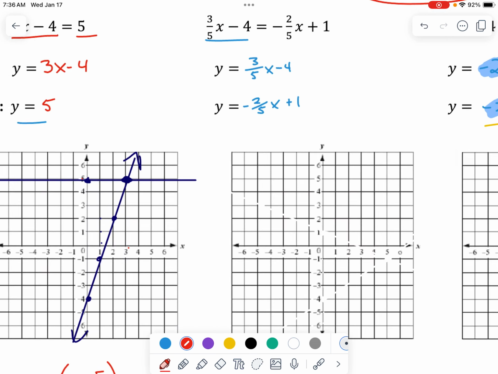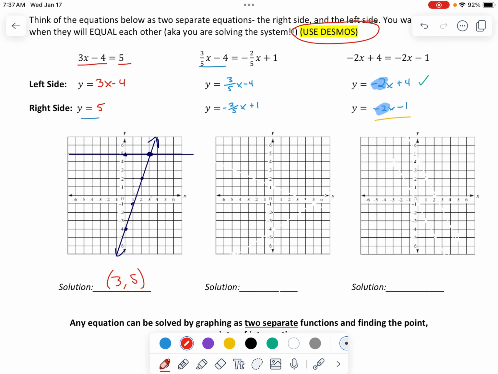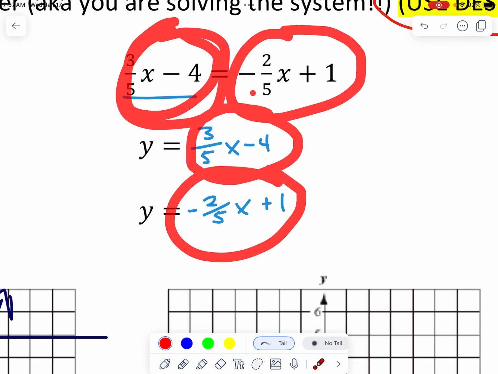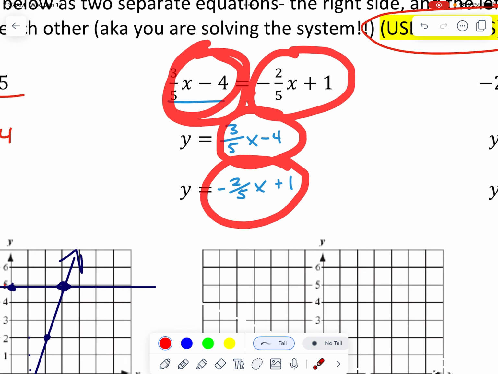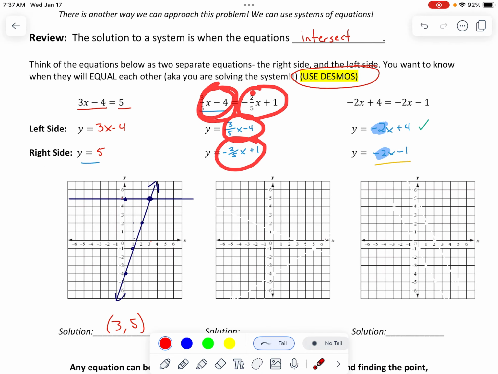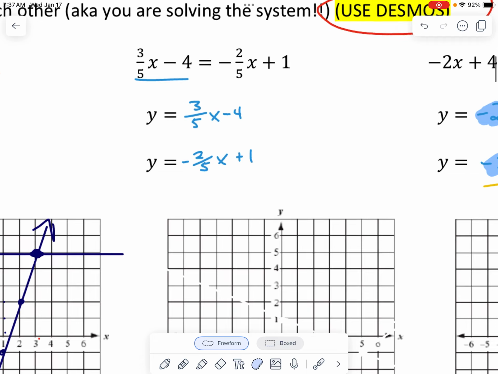Okay. The next one, 3/5 x minus 4 is on the left side, so we put that there. And then negative 2/5 x plus 1 is on the right, so we put that there. And again, you could solve this algebraically, but now you're working with fractions that we would not necessarily want to work with, right? So instead, what we'll do is go ahead and graph them.